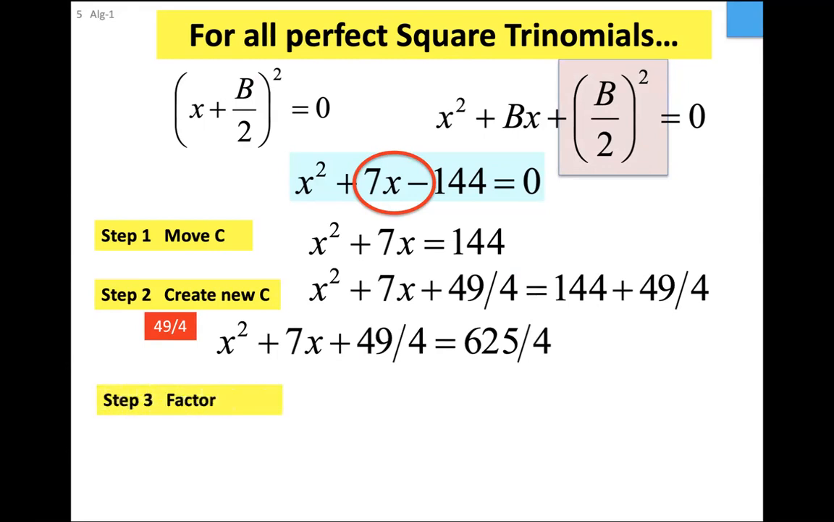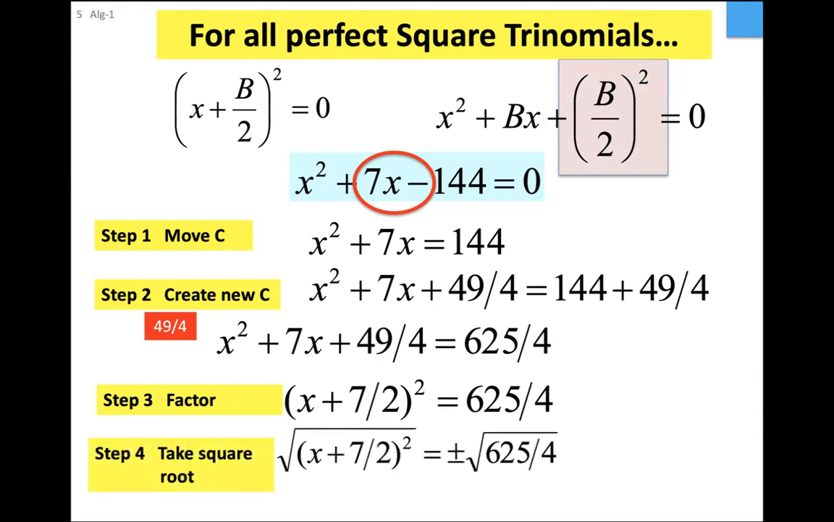Factor the left side. The left side factor is b divided by 2, 7 over 2. Take the square root of both sides, and you should panic. But wait a minute, 625 is a perfect square. So is 4. The square root of 625 is 25, and the square root of 4 is 2. So we get 25 over 2, plus or minus.